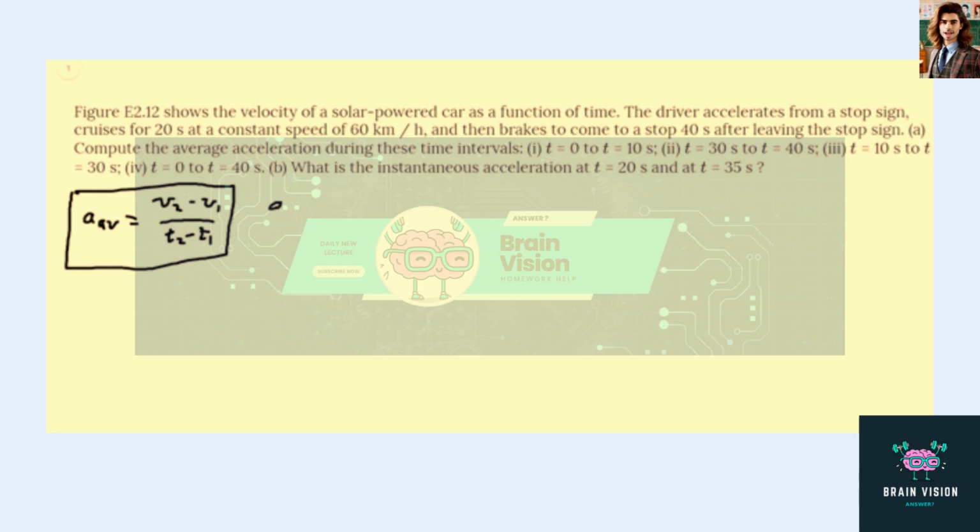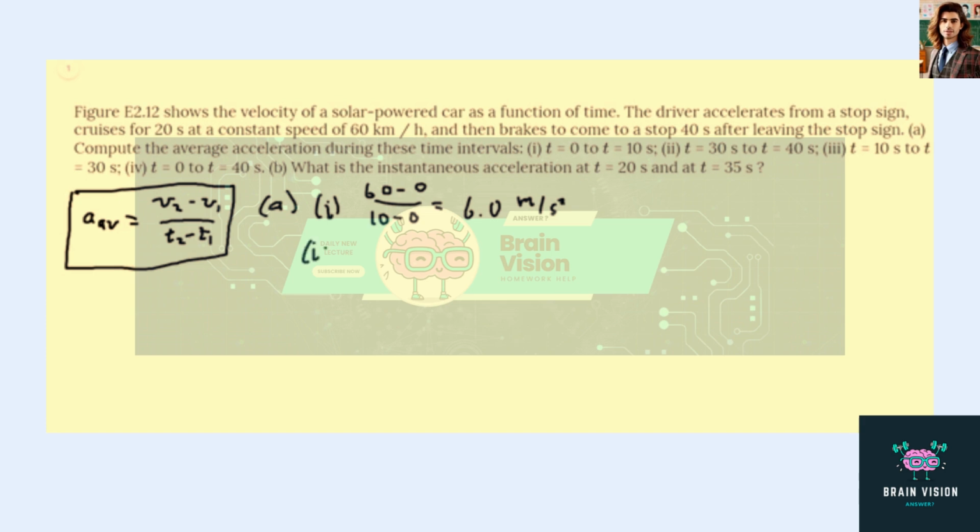And so when we find the average accelerations in part A, we start with region 1, which is from 0 seconds to 10 seconds. So we see that we end at 60 meters per second, and we start at 0 meters per second. We end after 10 seconds, and we start after 0 seconds. This gives us an average acceleration of 6 meters per second squared.